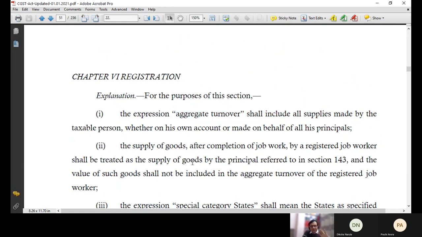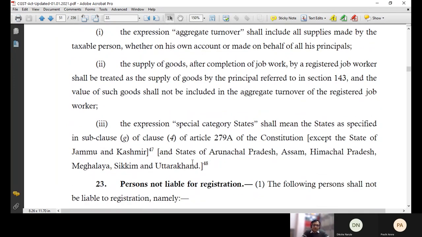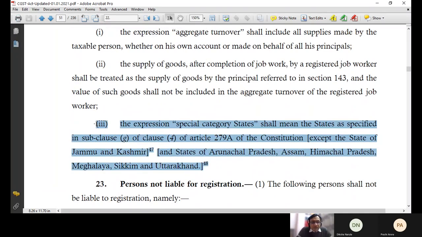The second explanation I will also discuss directly. I want to discuss with you this third explanation. It is a little bit interesting and technical. The expression special category states shall mean those states as specified in subclause G of clause 4 of Article 279A of the Constitution.